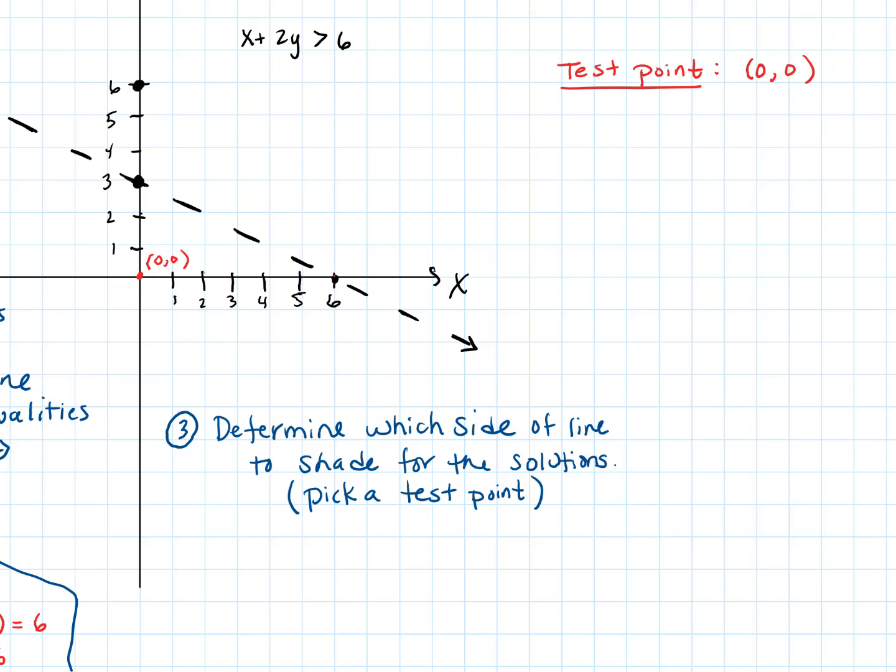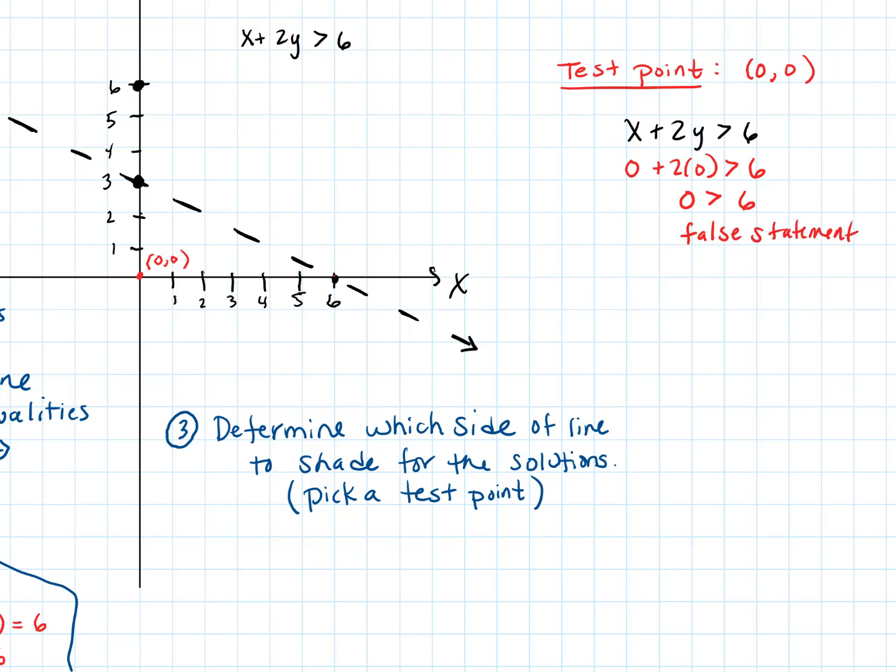So you determine which side to shade for the solutions. You do this by picking a test point and plugging it into the inequality. So I'm going to take that test point. I've got x plus 2y is greater than 6, and I'm going to plug in 0, 0. So 0 plus 2 times 0 greater than 6. And I find, obviously, that's 0. That's why 0, 0 is easy, because it clears out those terms. So 0 is greater than 6. Well, this is a false statement.